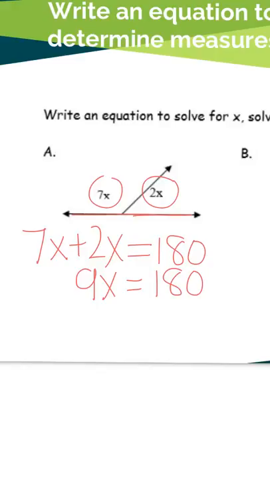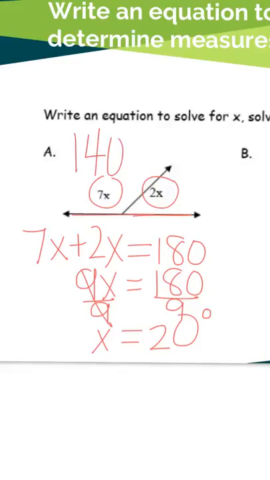To get rid of the 9 that's being multiplied times the x, we need to divide by 9. That will cancel out the 9s and leave x equals 20 degrees. Now go back and find out what the angle measures are. The first one was 7x, or 7 times x. If x is 20, then 7 times 20 is 140 degrees. Then we have 2x, or 2 times x, which is 2 times 20, and that is 40 degrees.